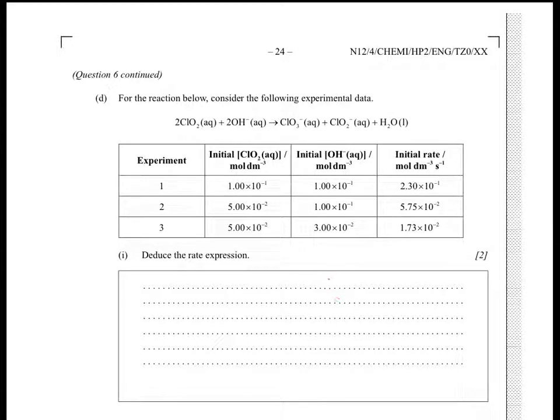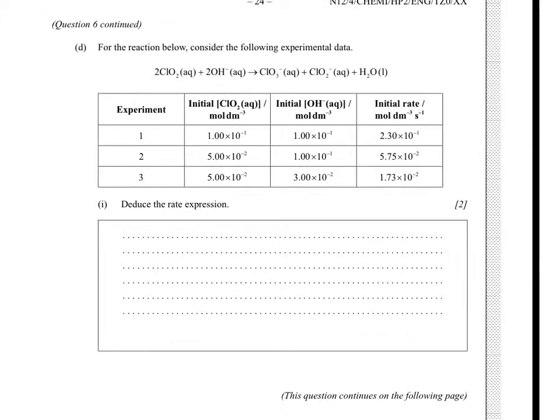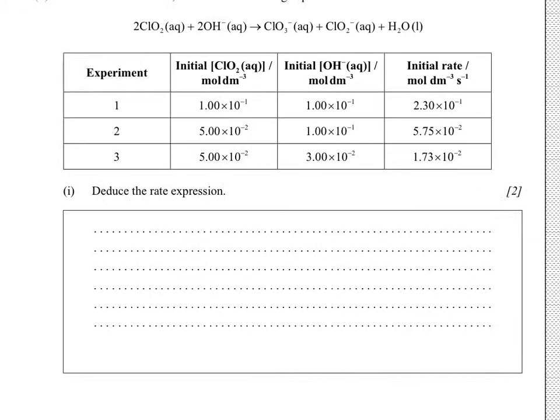Okay, so let's look at the next problem here. I'll make it just a little bigger. All right, so we're asked to deduce the rate expression given that data. Remember that the rate expression is equal to the rate constant times the concentration of the one reactant to the x power and then the other reactant to some power y. And we have to look at the experimental data to determine that.